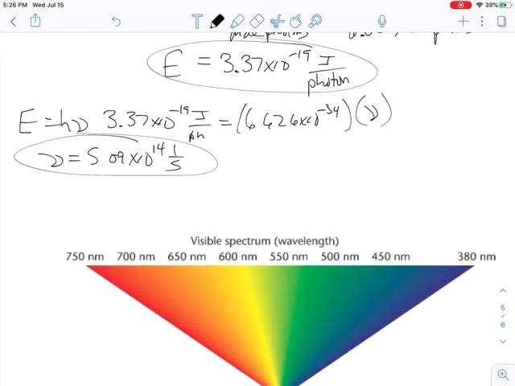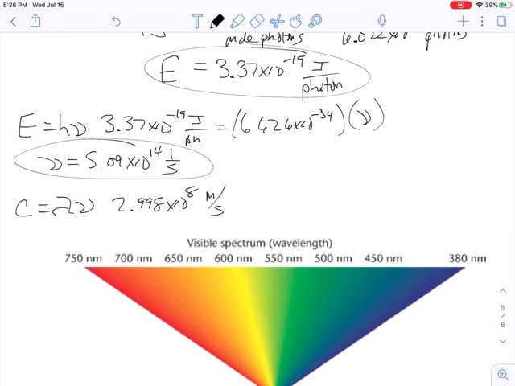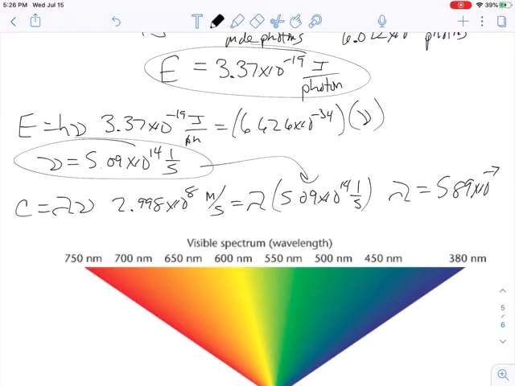Then what we're going to do is turn that into wavelength. So that is now our original equation: c is equal to the wavelength times the frequency. So 2.998 times 10 to the 8th, in meters per second, is going to be equal to the wavelength, which is what we're looking for, times your 5.09 times 10 to the 14th inverse seconds, because again, that's our frequency. And the wavelength then turns out to be 5.89 times 10 to the negative 7th, and that's in meters.